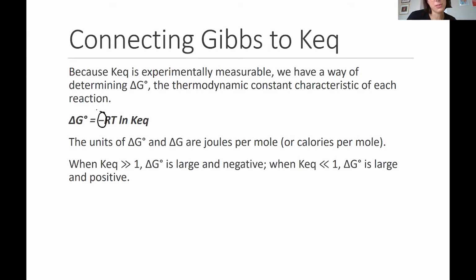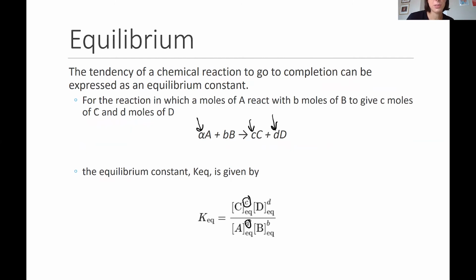When Keq is small, delta G is large and positive. And so in this case, this is going to be an endergonic reaction. It's going to require energy to proceed. And if you go back and think about equilibrium, this kind of makes sense.